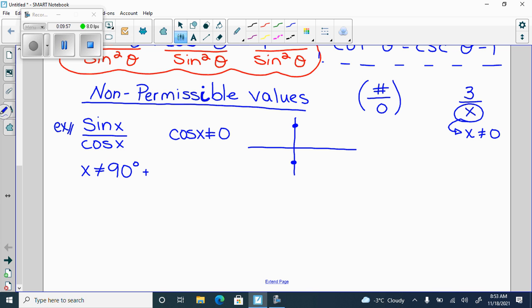And then what am I going to do to get to the next one? 180 degrees n. And then what? Any integer, because it has to cover all the positives and the negatives. If I plug in 0 here, I get 90. If I plug 1 in for n, I get 270. If I plug negative 1 in for n, I get negative 90, right? I'll get every single one just by plugging integers in for n. Okay? In radians, that's pi over 2.